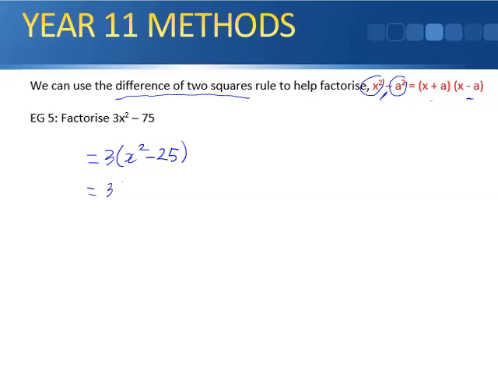Then I'm going to change that 25. You don't need to do all these steps. I'm only showing you. 25 can be written as 5 squared. That's what 25 is. Now this is that rule. X squared minus a number squared. So straight away you can write two brackets. One's going to be the x plus the 5. Doesn't matter which one you write first. And the other one's going to be the x minus the 5.